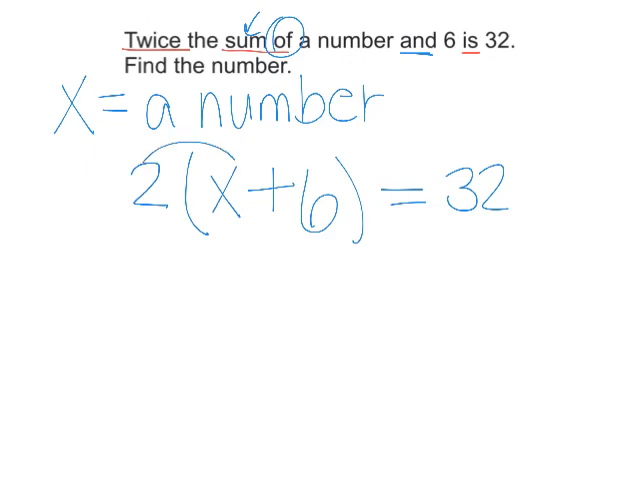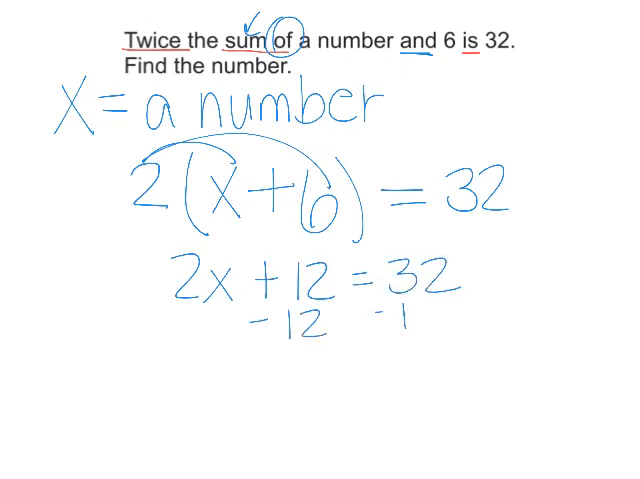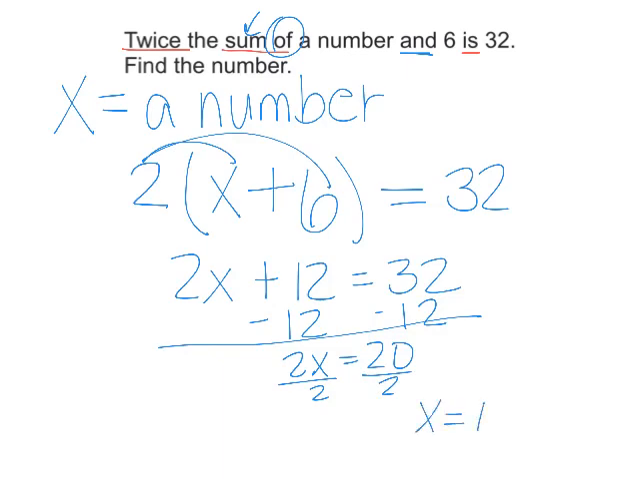Now we solve. Distribute. 2x plus 12 equals 32. Subtract 12. 2x equals 20. Divide both sides by 2. And x equals 10.